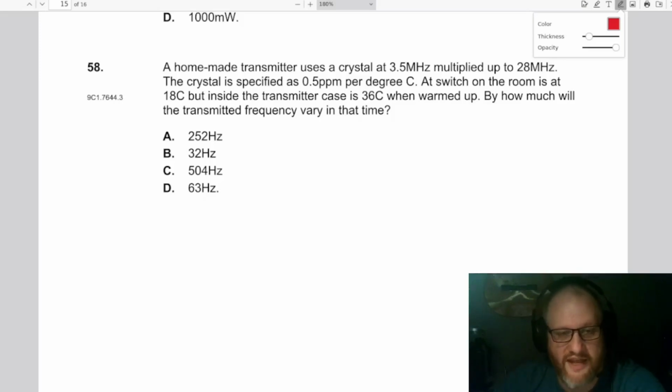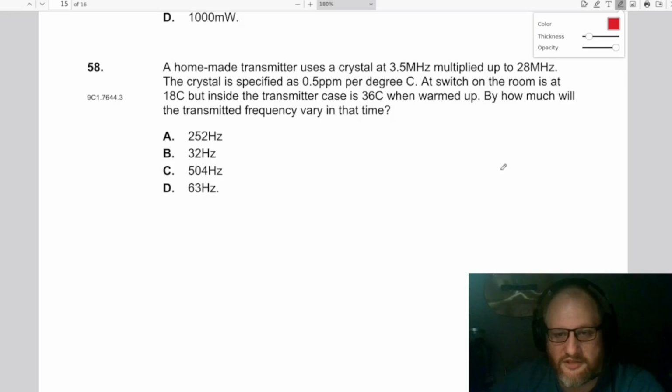Question 58, which reads: a home-made transmitter uses a crystal at 3.5 MHz multiplied up to 28 MHz. The crystal is specified as 0.5 ppm (parts per million) per degree C. At switch on, the room is at 18 degrees C, but inside the transmitter case is 36 degrees C when warmed up. How much will the transmitted frequency vary in that time? And we're given some values to choose from.